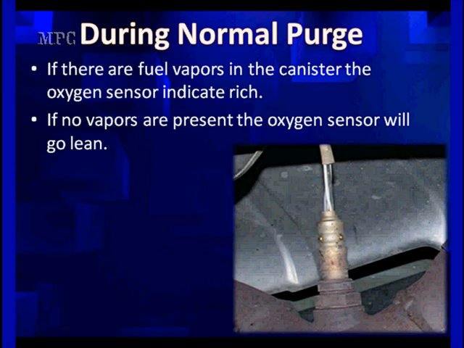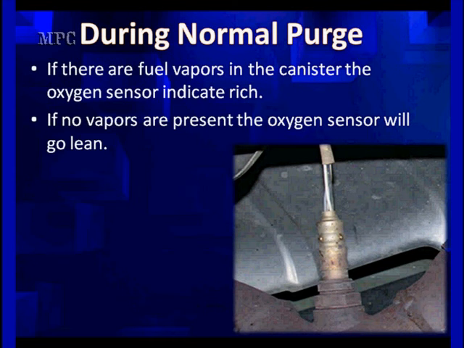Now, we're going to show you exactly how the PCM does it. It does it very carefully. But if there are no vapors present, the oxygen sensor will go lean. Let's stop and think about that. If we've got fuel, we can see the fuel. Makes sense. It goes slightly rich.